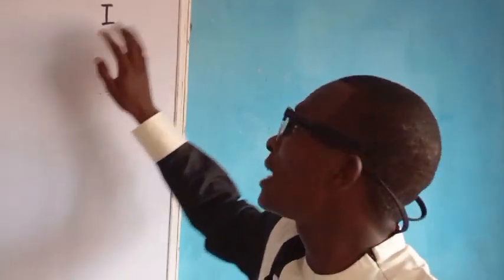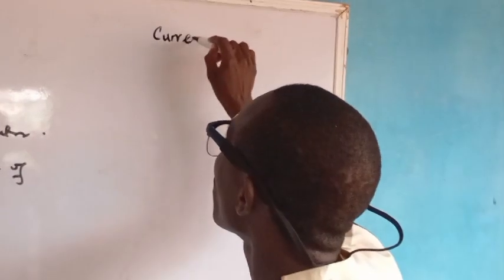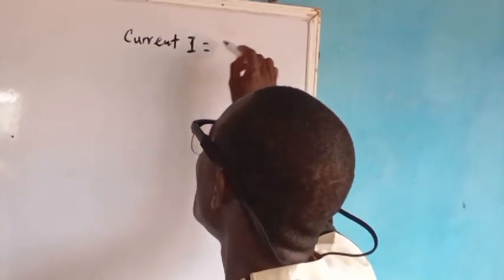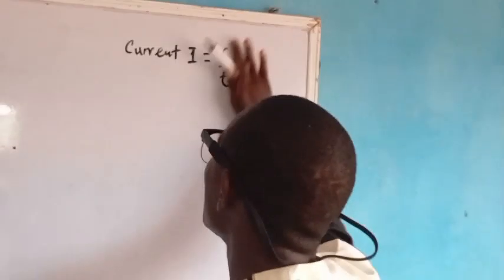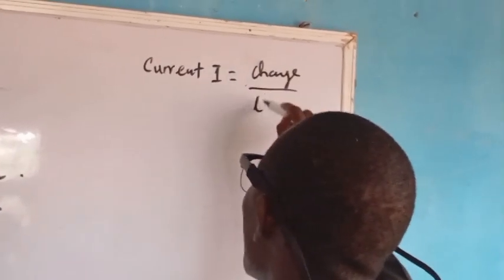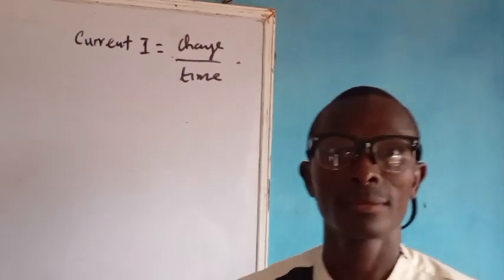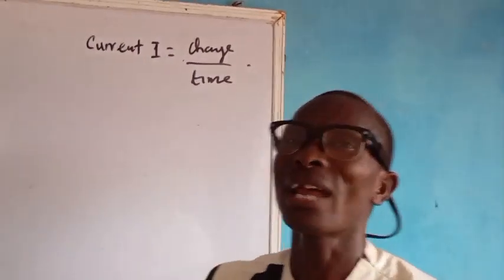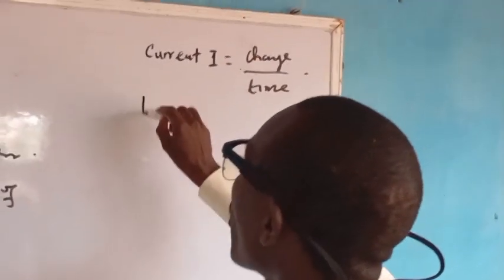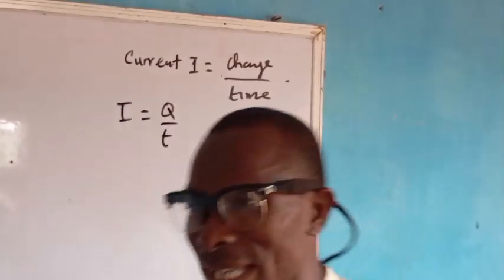When we take this as electric current, what I want you to know is that current is charge over time. Take note, this is the formula for current. By symbol, I can take it as I equals Q over t.